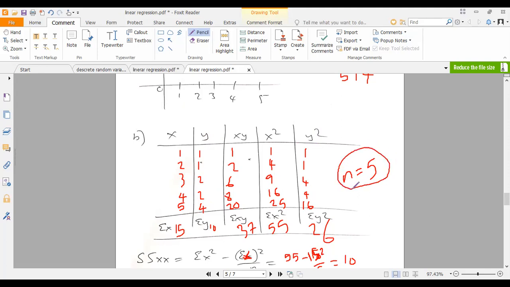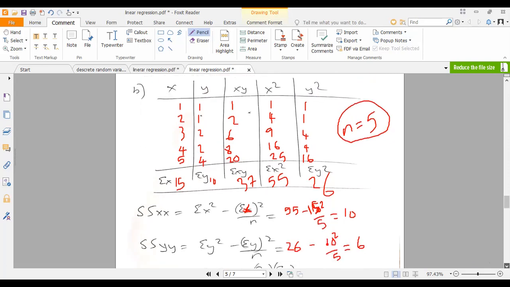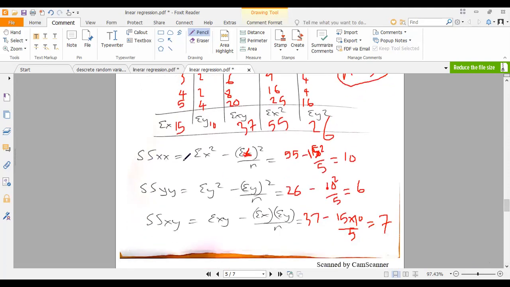So with these 5 pairs, we now want to calculate the sum of square xx, sum of square yy, and sum of square xy. Like I said, for xx, we have values of x throughout. So summation of x squared is 55. Summation of x is 15, to the power 2 over n. So 15 times 15 divided by 5 is 45. So 55 minus 45 is 10. This is called the sum of square xx.